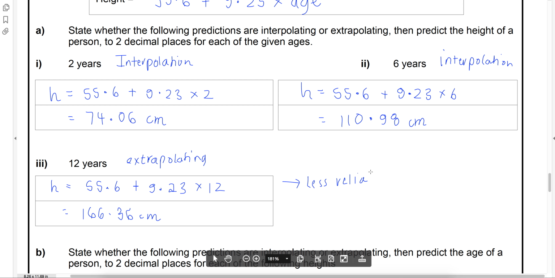Now you can have a go. You can change that last number there, the 12, as an example, just to show you how extrapolation is unreliable. If I change that to 24, I get 277.12 centimetres. So that's obviously ridiculous for a 24-year-old to be that tall, 2.77 metres.